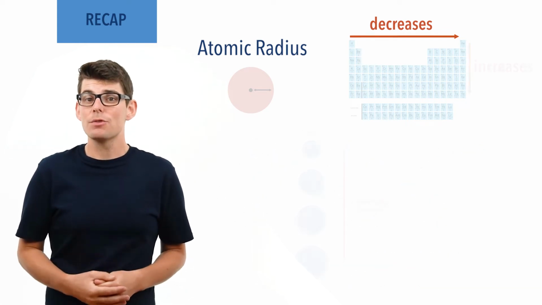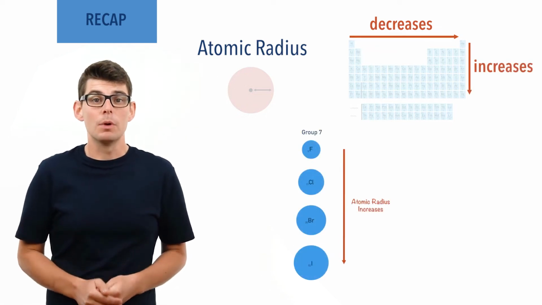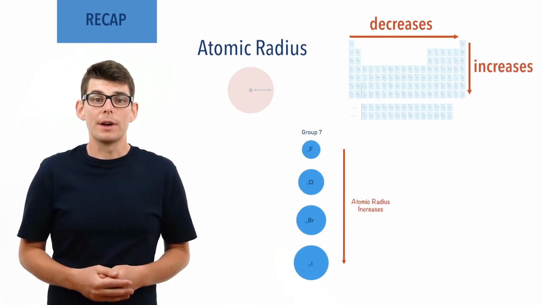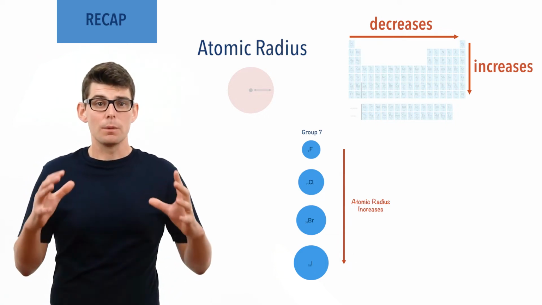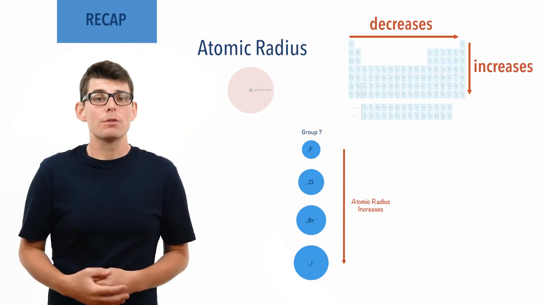Atomic radius increases down a group in the periodic table. This is because the number of inner electron shells increases, meaning the outermost electrons get further away from the nucleus, and this increases the size of the atom.